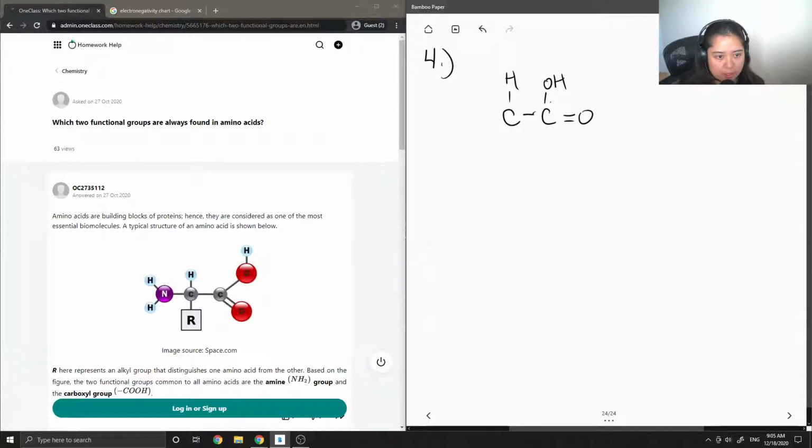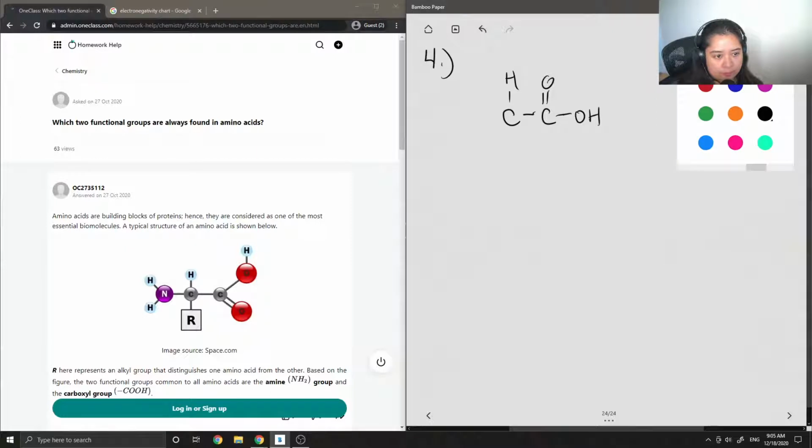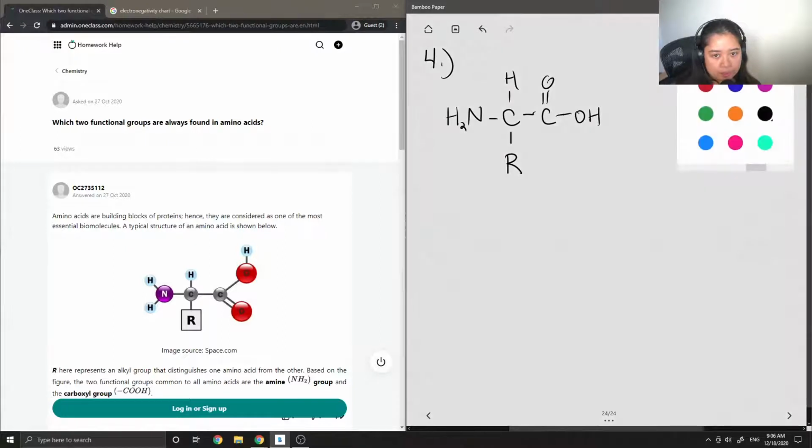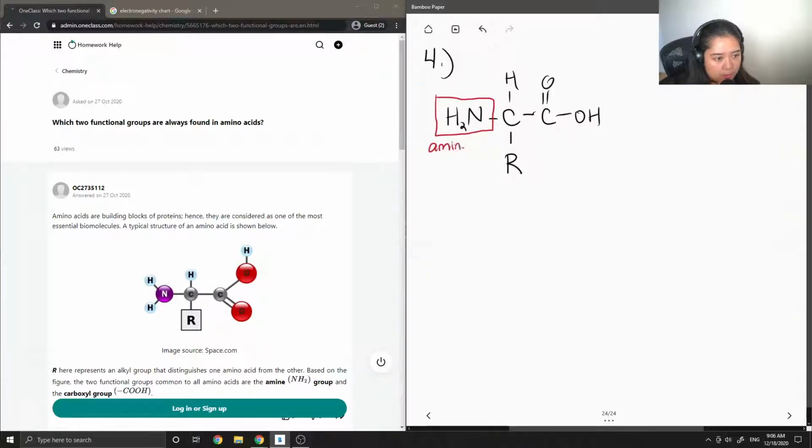So draw the alcohol on the right. And the second functional group is an amine. And what makes amino acids unique is that they all contain a unique functional R group. So I'll just denote this as R. But they all have an amine. And they all have a carboxyl. Okay, so let's see what the junior tutor said.